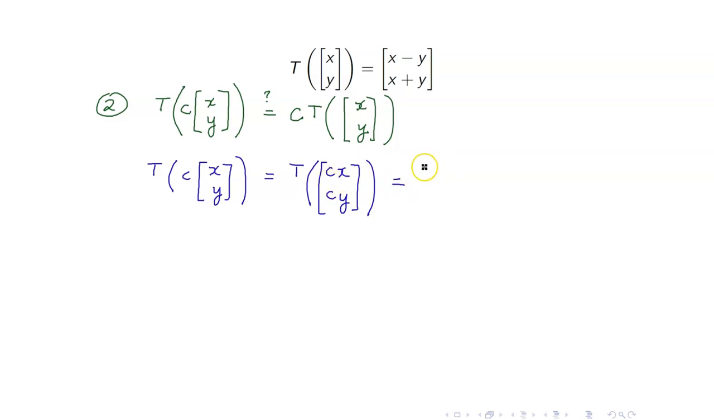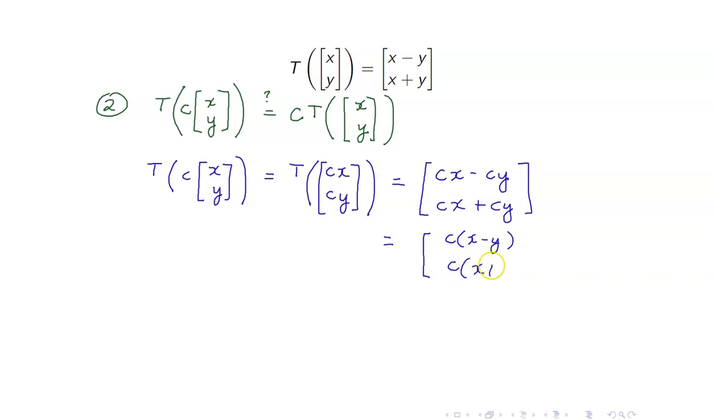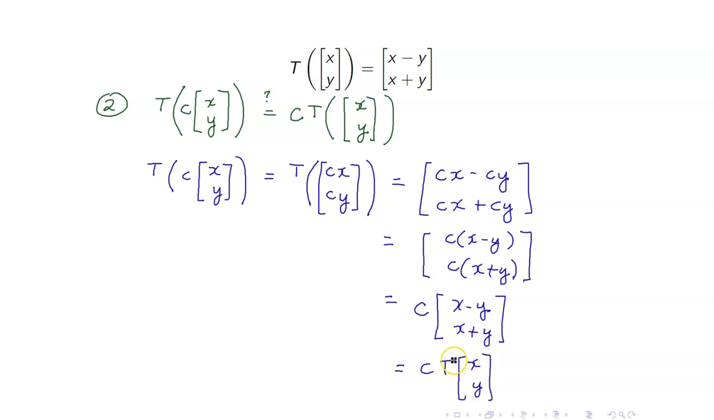By definition, again, we subtract the two coordinates and then add them. This is the same as C times x minus y, C times x plus y. I factored out C. And this is your C times the vector x minus y, x plus y, which is exactly your C times T of xy. So therefore, this is also true. Hence, this is a linear transformation.